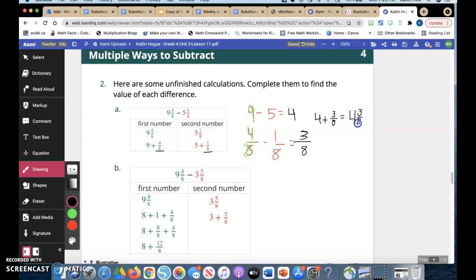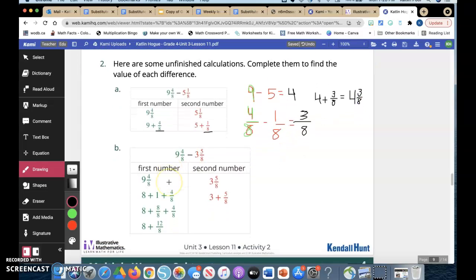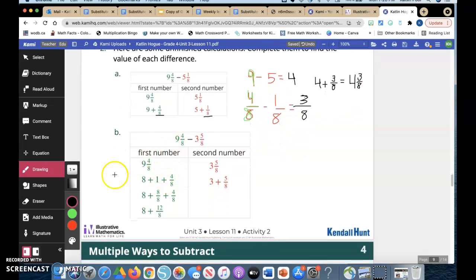Alright, let's look at B. Our first number is 9 and 4/8, our second number is 3 and 5/8.